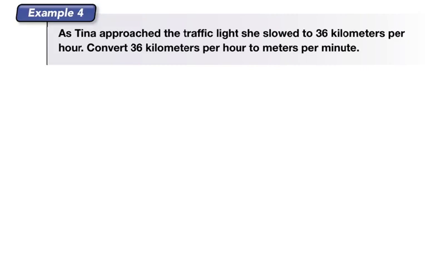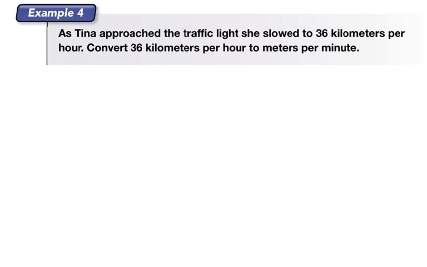Welcome back, 6th grade. Let's look at example 4. This is a new type of problem. As Tina approached the traffic light, she slowed to 36 kilometers per hour. Convert 36 kilometers per hour to meters per minute. This is the type of problem that a lot of you guys see and you go, oh, too hard, gonna skip it. Okay, it looks scary, but it's really not. You just have to think through it.